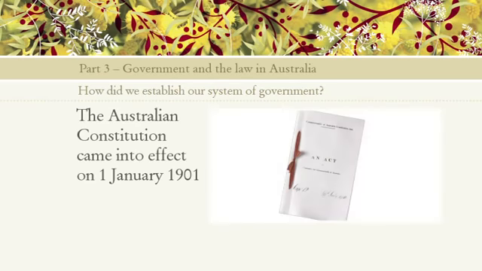The Australian Constitution. The Australian Constitution is the legal document that sets out the basic rules for the government of Australia. The Australian Constitution came into effect on the 1st of January 1901. It established the Parliament of the Commonwealth of Australia. The Australian Constitution can only be changed by a referendum.